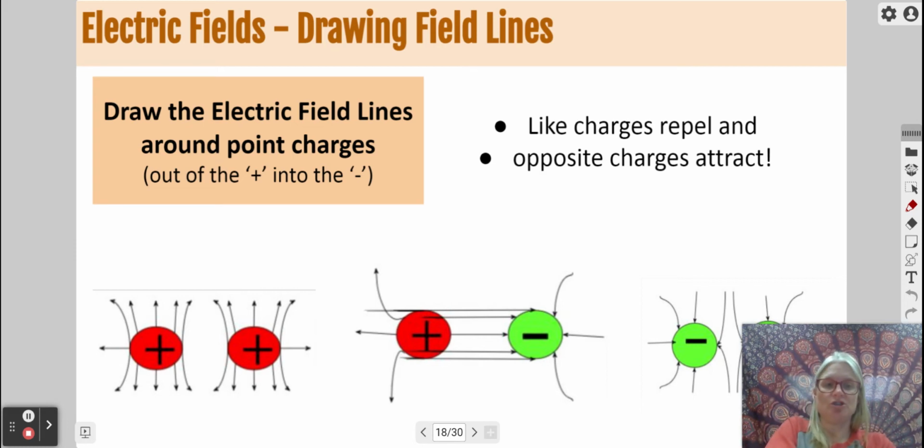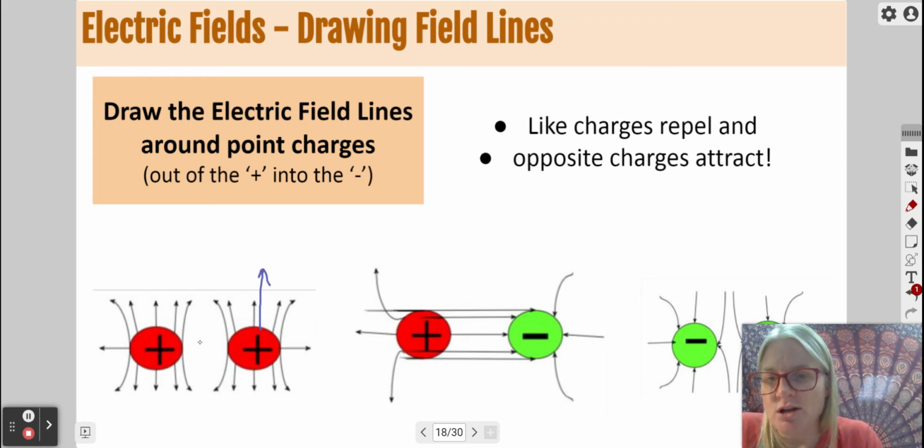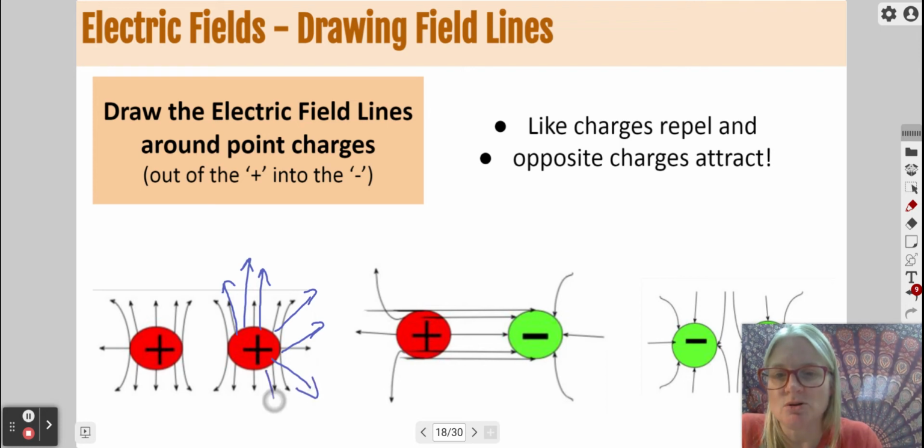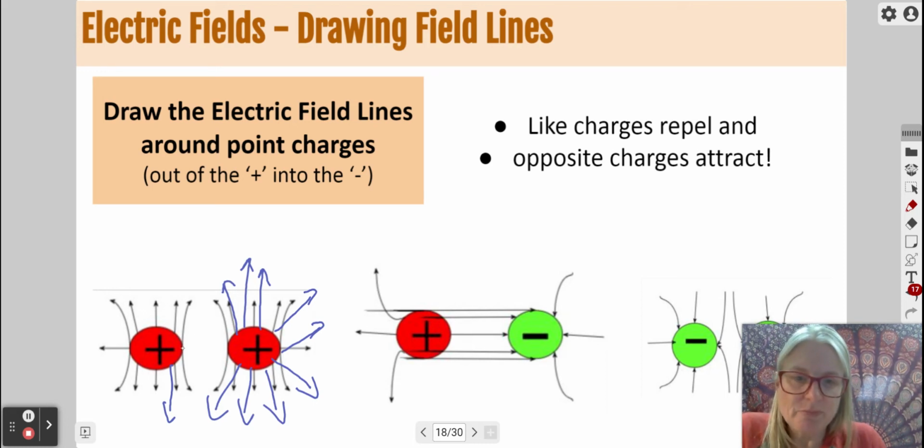Now, your lines may not always go directly between the two objects. In this case where we have two positive objects, our field lines are going to move away from the object, but not necessarily to the object over there. They're going to keep moving away from all the positives. There's nothing making them go towards them. So these will just be all away. There's nothing in between here. No field lines in between.